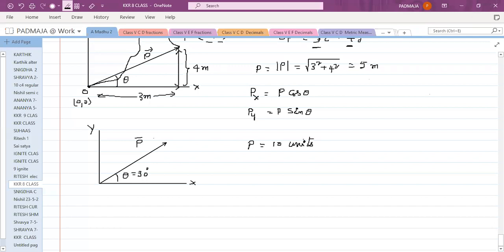This vector may be a force vector. If it is a force vector, the unit is Newton. If it is a displacement vector, the unit is meters. It can be a force vector or any other vector.